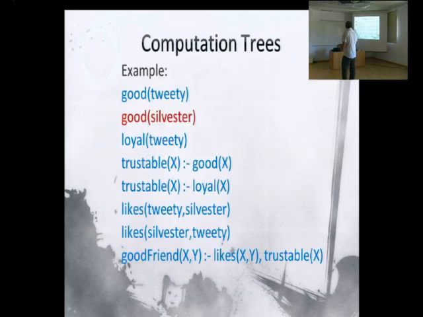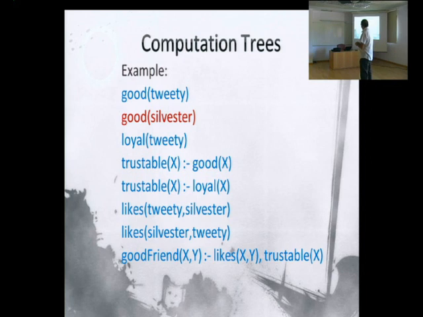So, well, we will start with logic programming because it's the easiest case, and it's quite easy to understand. Here we have a logic program with Tweety and Sylvester. Here we say that Tweety is good. We also say that Sylvester is good, and this is an error. This is a bug in the program. Maybe we cut and paste and we didn't check everything properly.